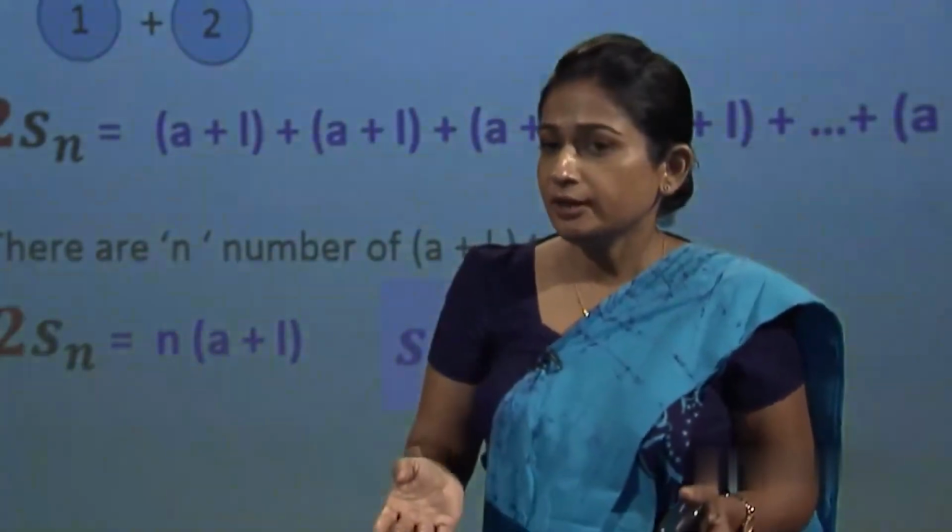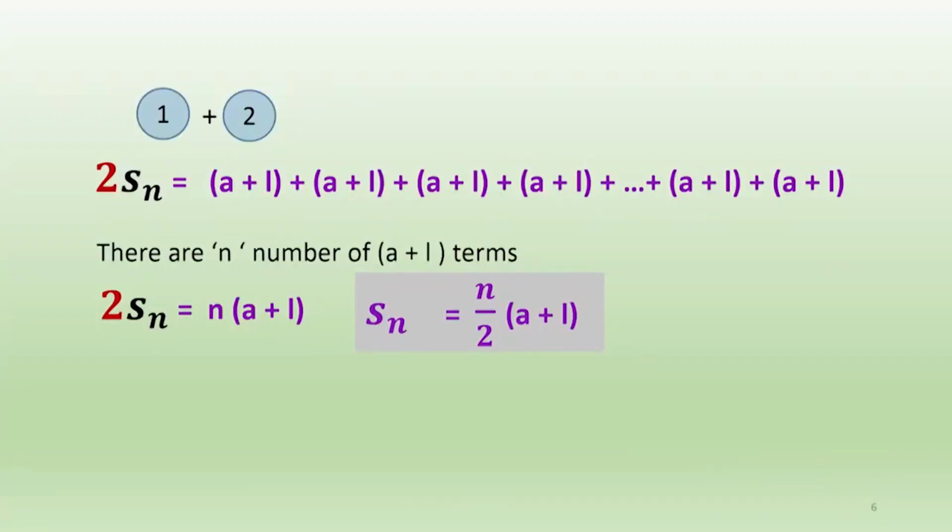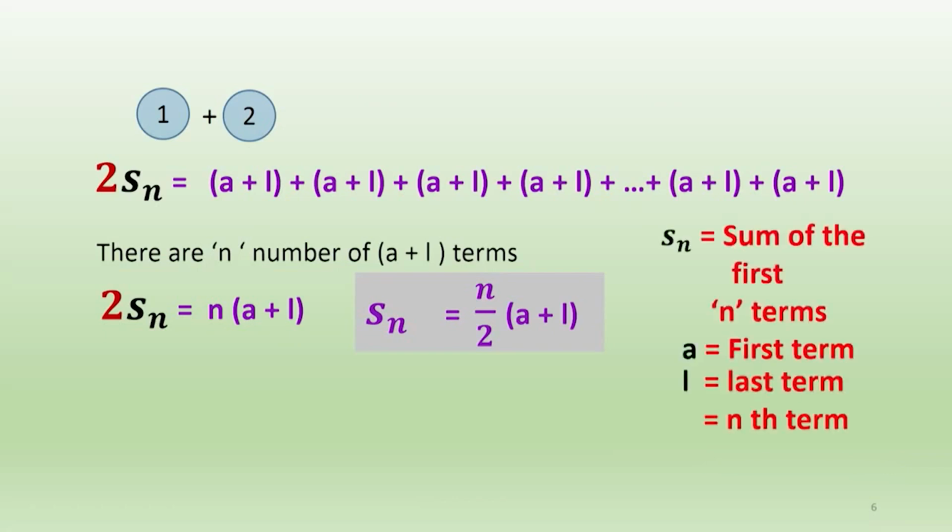What is the first formula I built up here? Sn equals n over 2 times (a plus L). Using that, I am going to build another formula, but you have to remember this one also. First we have to identify the terms. Sn is the sum of the first n terms. A is the first term and L is the last term, which we can also represent as the nth term.